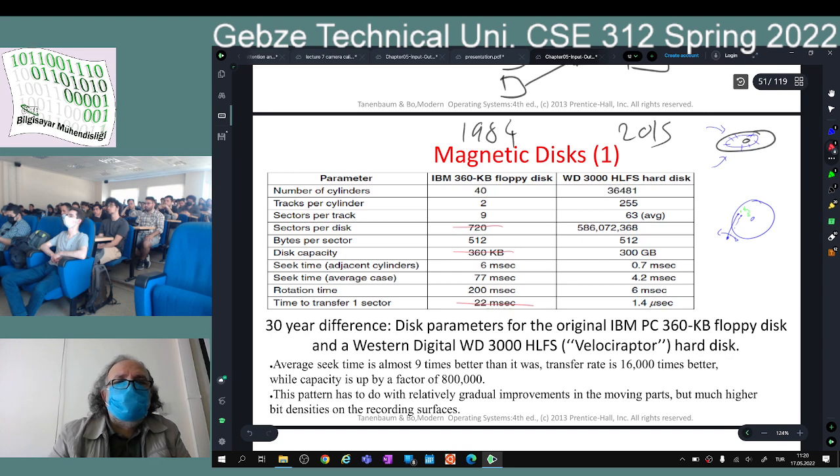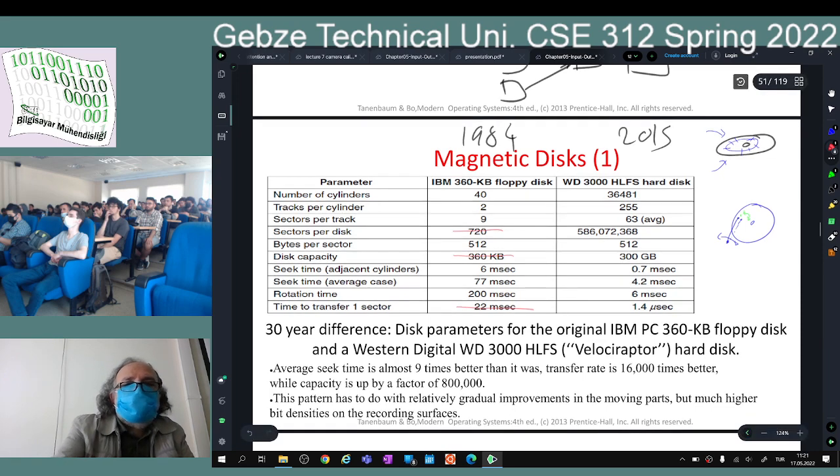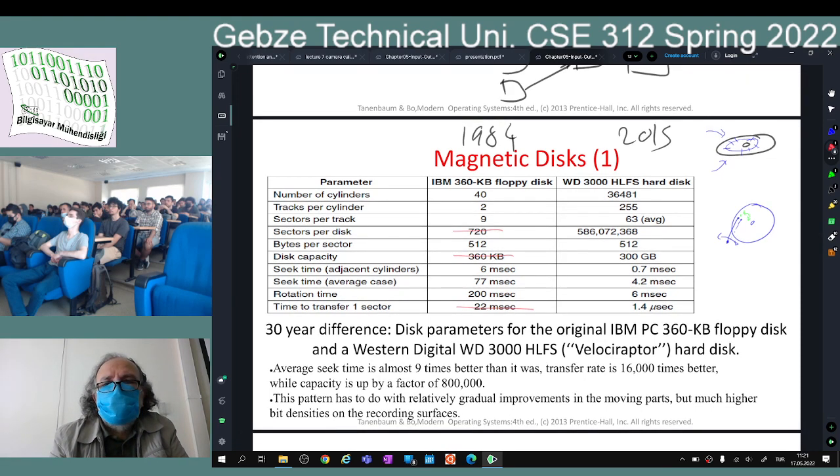for this hard drive, maybe half the price of the original floppy, the number of cylinders is 36,000, not 40. So I have 36,000 concentric rings. Tracks per cylinder is 255. What does that mean? Tracks per cylinder 255. How could this happen? What does that mean?